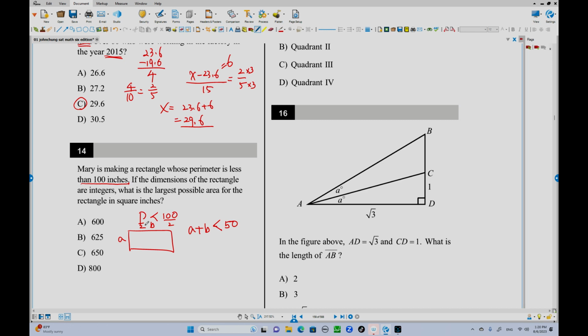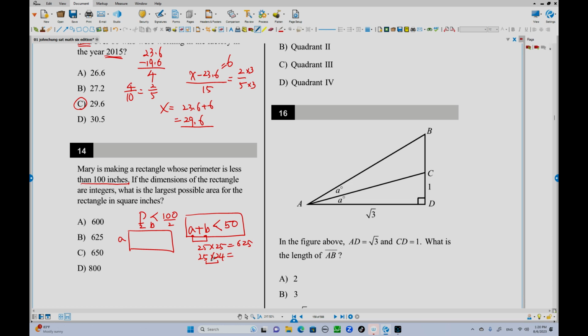But using this inequality, how can you find the maximum possible area for these rectangles? The idea is, what if the numbers you choose are very close? That gives the maximum area. If they are 25 and 25, it will be the maximum area, 625. But they are not equal, and they add up to less than 50. The next choice is one is 25, the other one is 24. They have only one difference, so it's going to give the largest possible area.